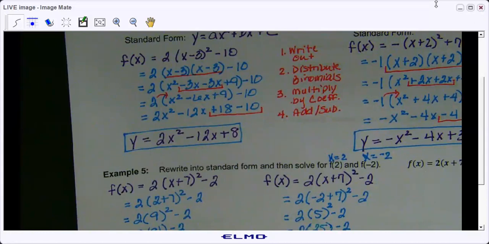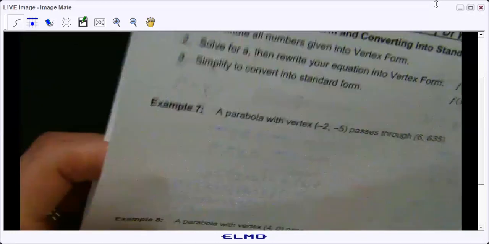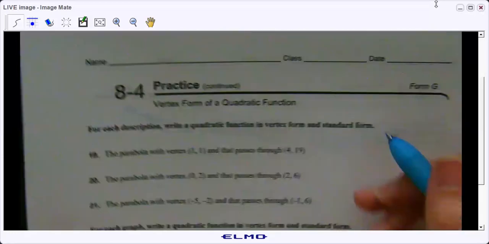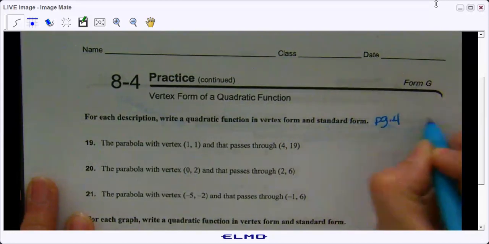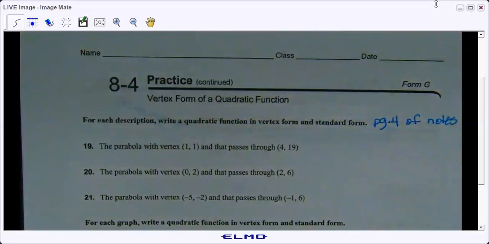Okay, so that's the front page of your homework. Are there any questions on what you're doing for that? Okay, let's go ahead and move on to page 4 of our notes. Page 4 is going to be, on your homework, 19 through 21. So page 4 of notes, if you wanted to write that down.